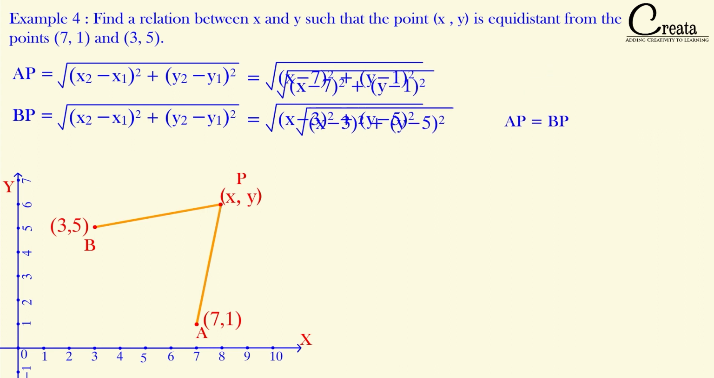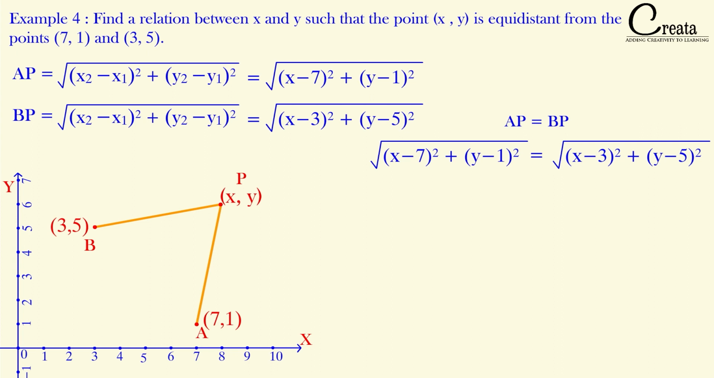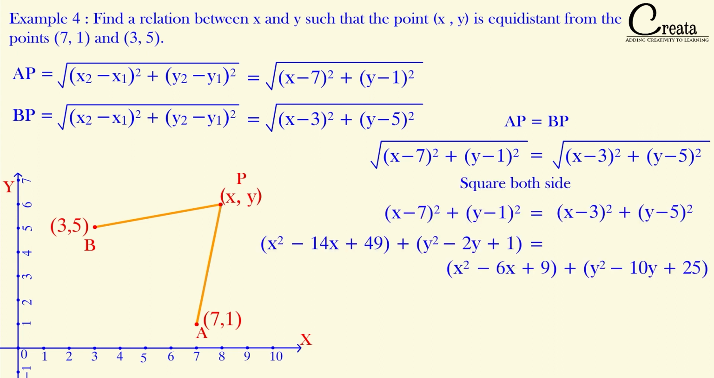It means both of these terms will be equal to each other. Let's square both sides. Further, let's open this square term, that is (a minus b) whole square, a square plus b square minus 2ab. Let's solve all the equations. X squares will cancel out, y squares will cancel out. Let's take x and y on one side. On solving, we got the answer as x minus y is equal to 2. This is the relation and this is the answer. In the question, we have to find the relation between x and y. So this is the relation.